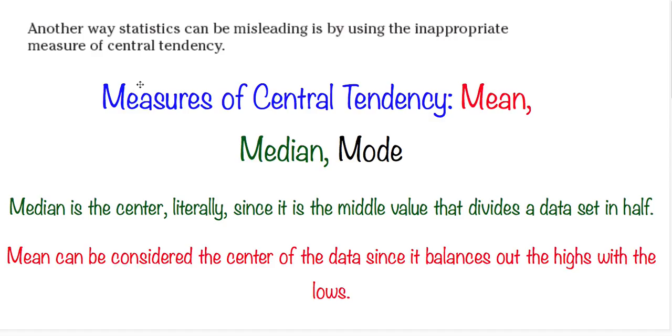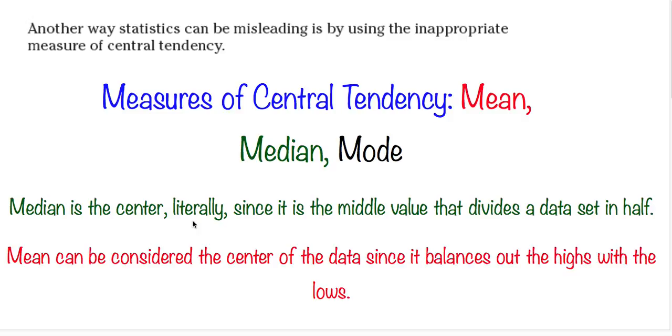Take a look at the next example. But before we do that, let's go back to our measures of central tendency. Okay, if we use the measures of central tendency inappropriately, then it can be misleading. Again, measures of central tendency are mean, median, and mode. Okay, why are they called measures of central tendency? Simply because of these reasons.